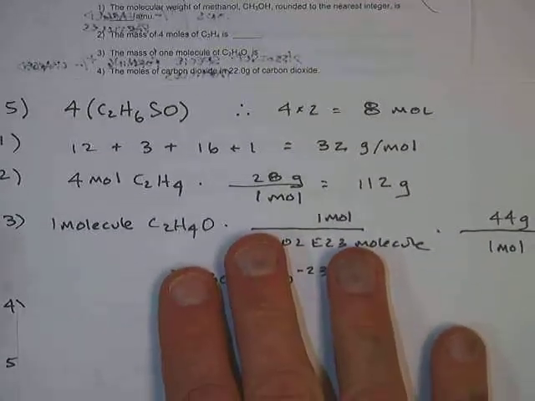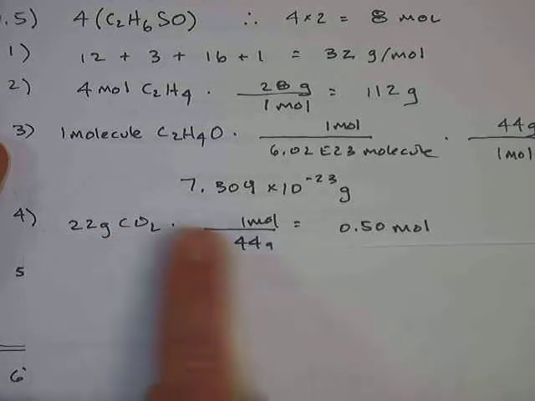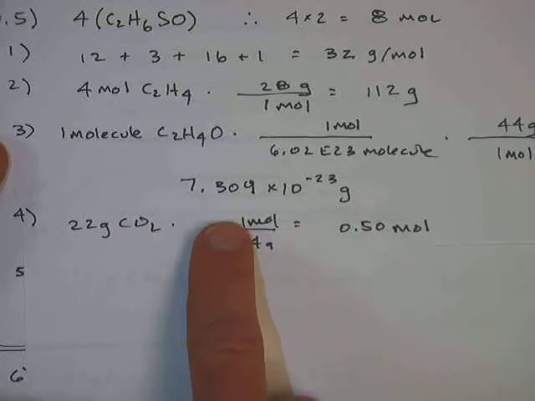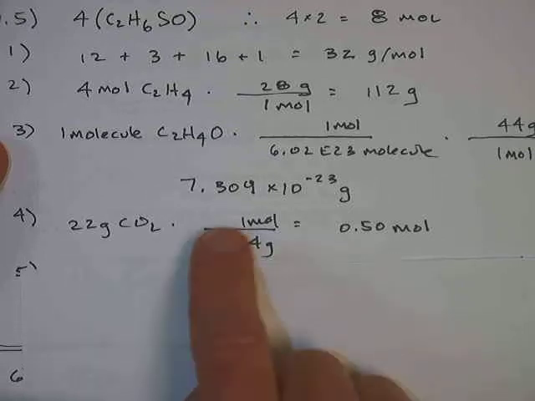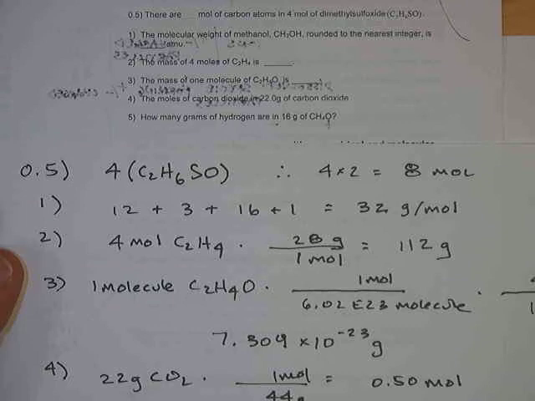Next one, moles of carbon dioxide in 22 grams of carbon dioxide. 22 grams, we're going to go from grams to moles, so grams on the bottom, moles on the top. There's 44 grams in a mole of carbon dioxide, so 0.5 moles.